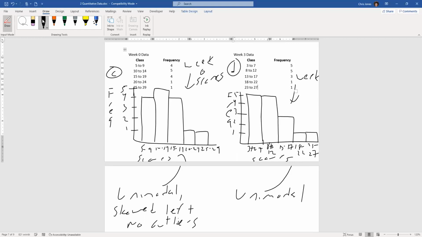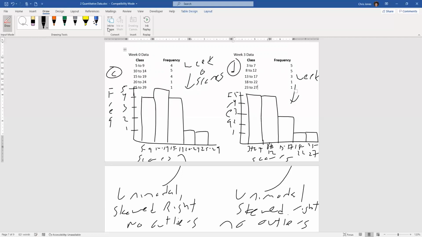And then it's again skewed to the, excuse me, this should be skewed right because there's more data on the left. Excuse me. This is skewed right. This one's skewed right as well. And again, there are no outliers.